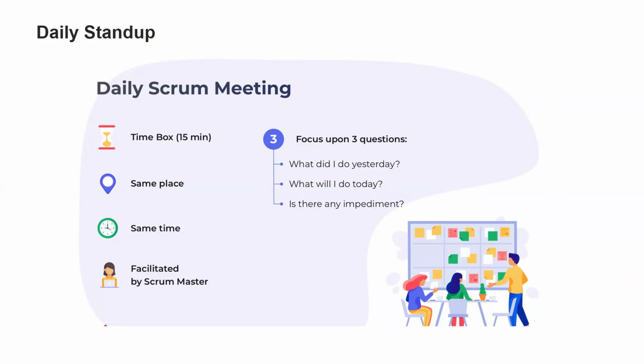Focus on 3 questions: what I did yesterday, what will I do today, is there any impediment? Those are the 3 things. If there are any impediments, we are not going to discuss the resolutions for that impediment. Why? Because if it's only affecting you yourself and it's not affecting other people, it's a waste of other people's time if we discuss this impediment during the scrum meeting. So you have to discuss that with the scrum master in a separate meeting.